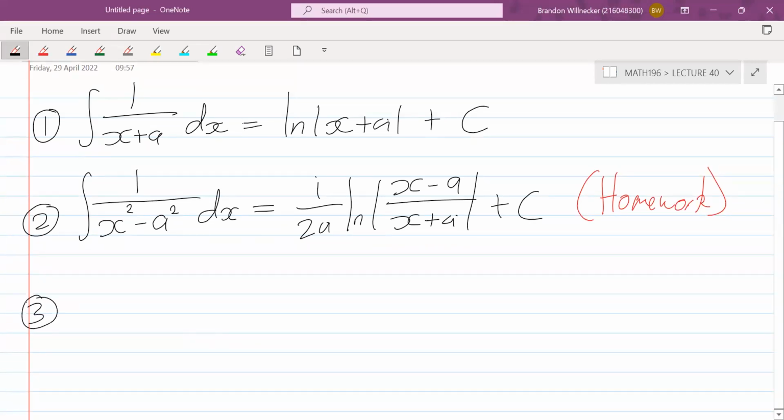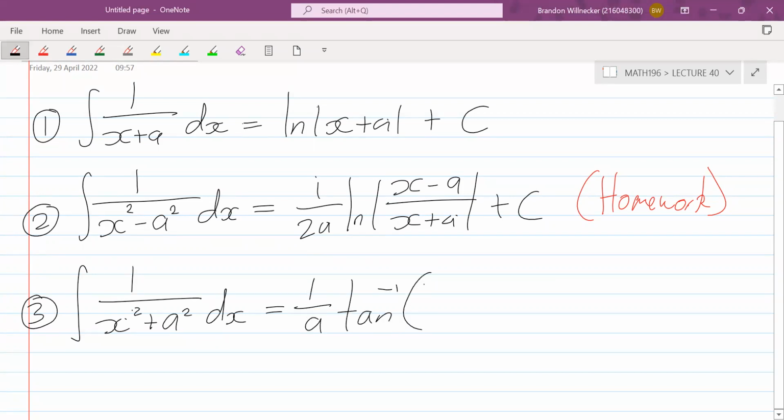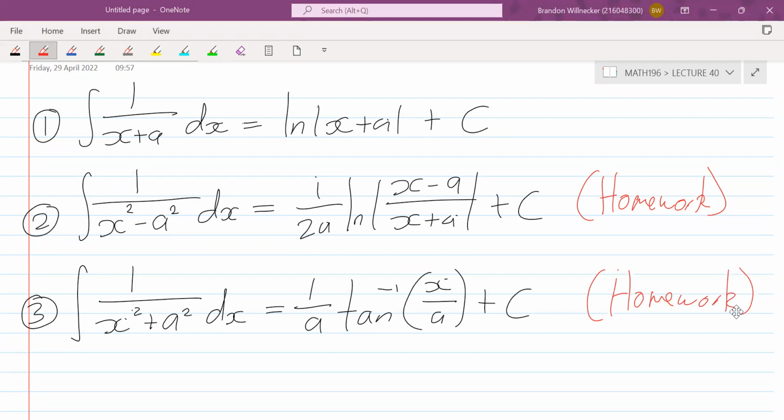Okay, number 3. The integral of 1 over x squared plus a squared dx. So if you have something like this, it's going to be 1 over a arctan of x over a plus c. Okay, I'm going to leave this for homework as well. You can show this. So remember, all of these homework questions count towards bonus marks for your assessments and tests. So it's good to try it out.